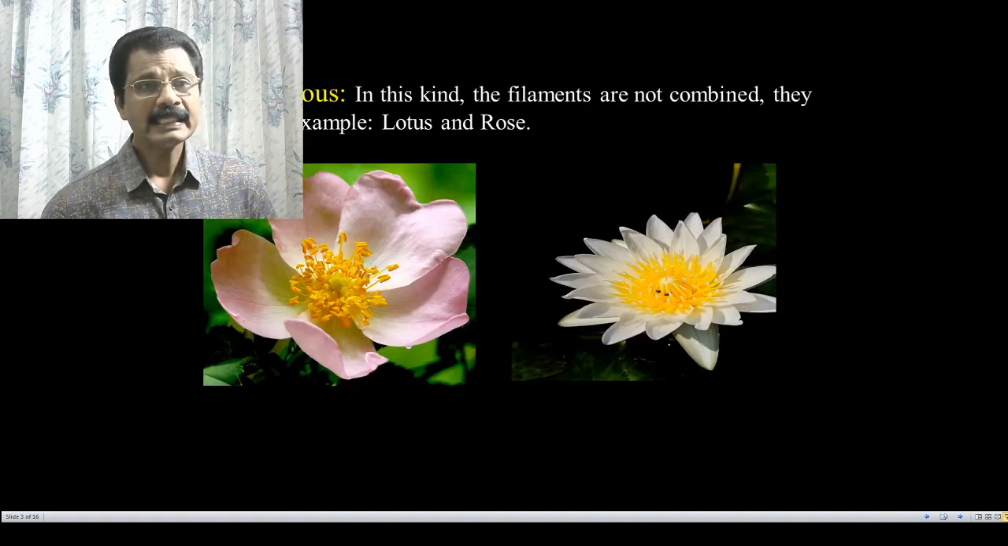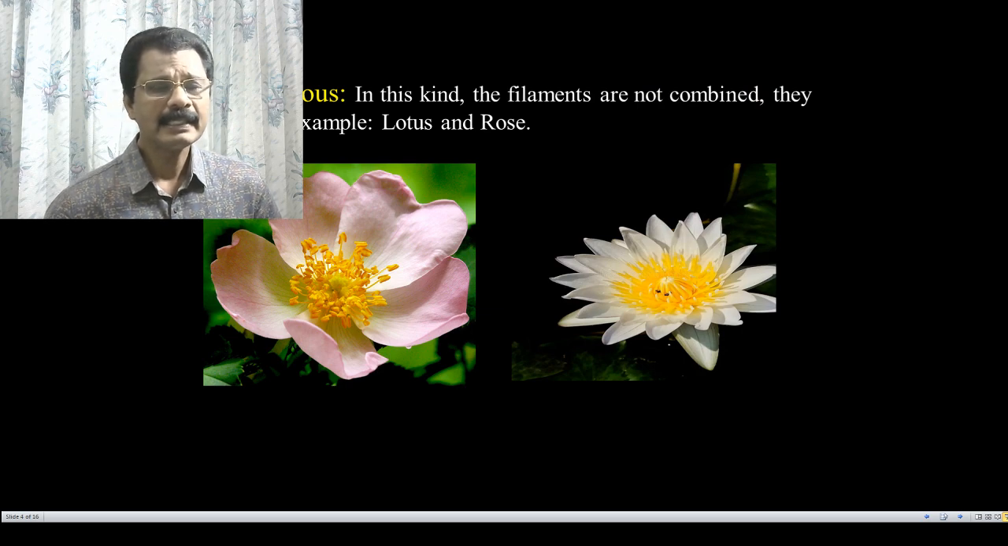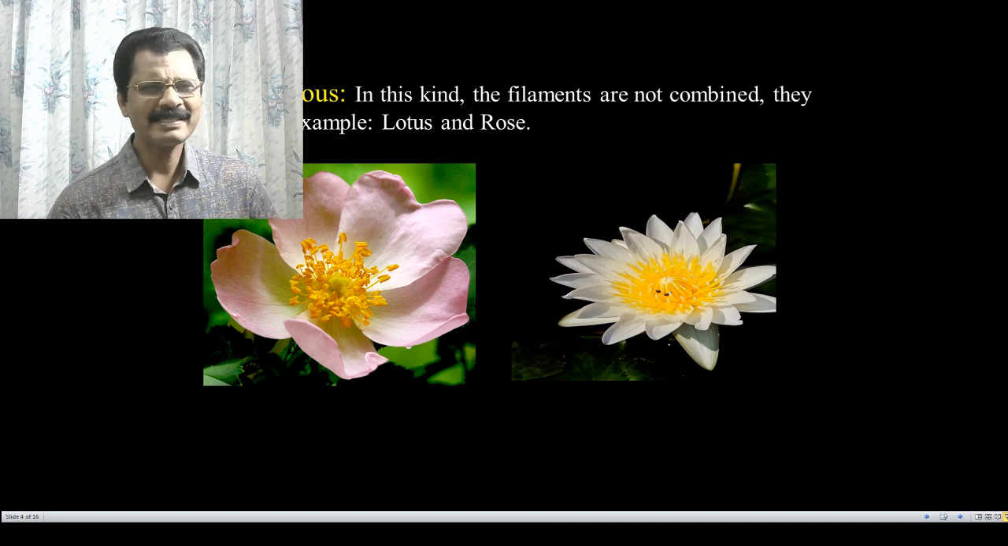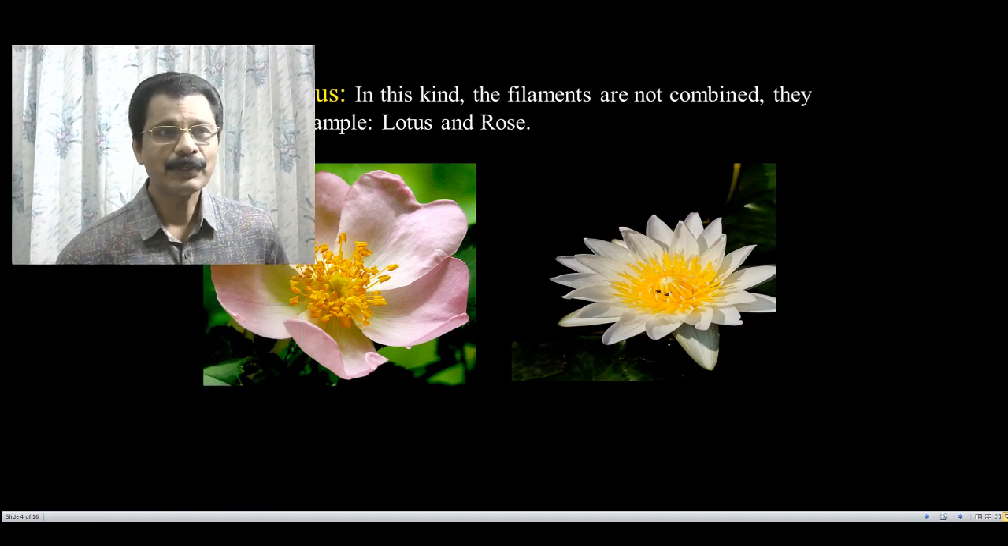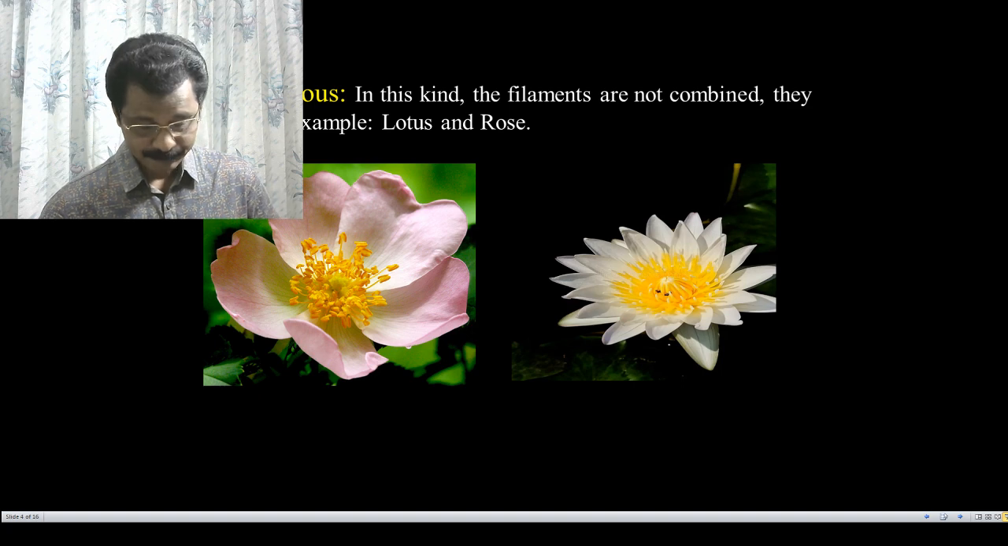Then sometimes the entire stamens are free from one another. Anthers and filaments are free. There is no fusion. And such a condition is called polyandrous condition. As in the case of lotus and rose, there you can see numerous stamens, and these stamens are free from one another. And that condition is called polyandrous condition. Could you follow me? Polyandrous condition.